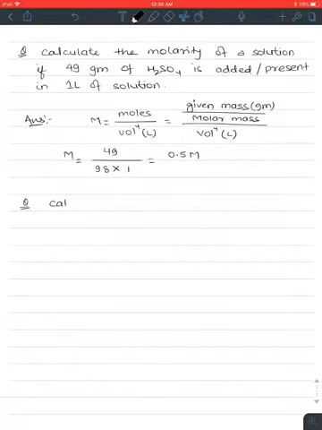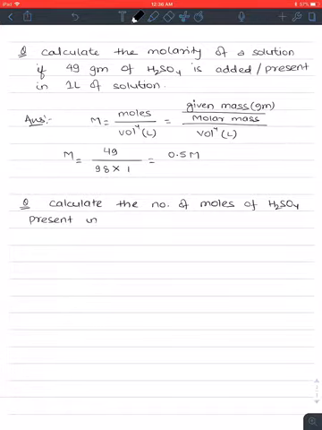Problem. Third problem is: calculate the number of moles of H2SO4 present in 500 milliliter of 0.1 M H2SO4 solution. We have to find the number of moles of H2SO4 present in 500 ml of 0.1 M H2SO4 solution. Now let's try to solve this problem.